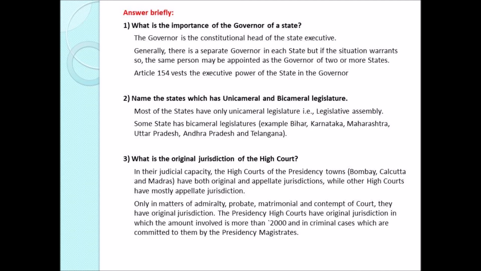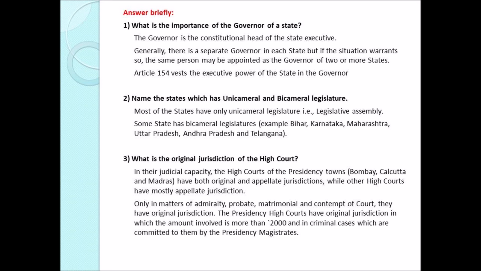And second question, name the states which have unicameral and bicameral legislature. Most of the states have unicameral legislature and some states have bicameral legislature. Bihar, Karnataka, Maharashtra, Uttar Pradesh, Andhra Pradesh and Telangana have bicameral legislature.